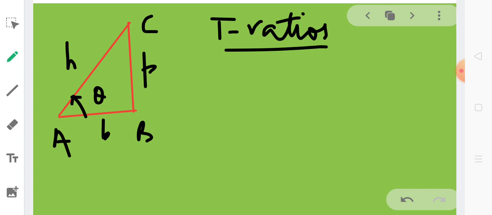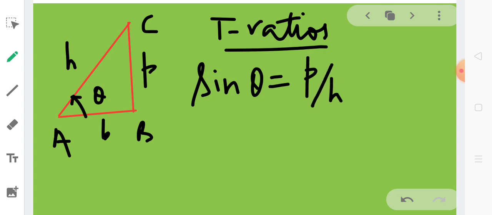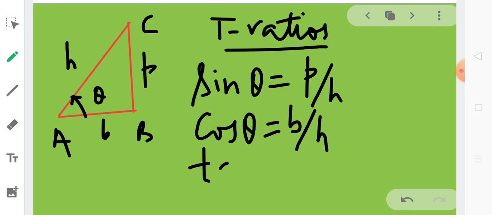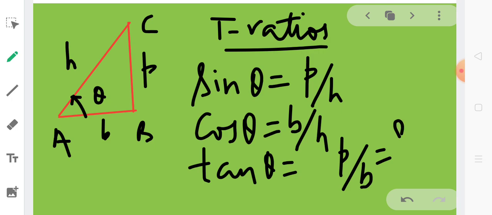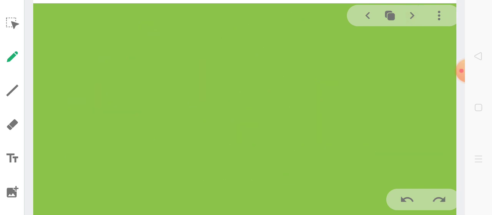6 different ratios. So first of all, sine theta, that is equal to perpendicular by hypotenuse, cos theta, base by hypotenuse, tan theta, perpendicular by base. Now tan theta is actually equal to sine theta divided by cos theta.